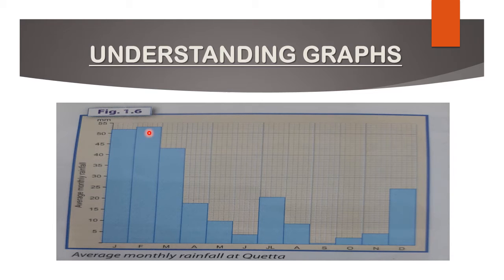Then in February it increases to 54 millimeter, and then it drops till July, where it increases from 20 to 25 millimeter. Then again it falls till November and reaches 5 millimeter. Then in December it rises again to 25 millimeter.